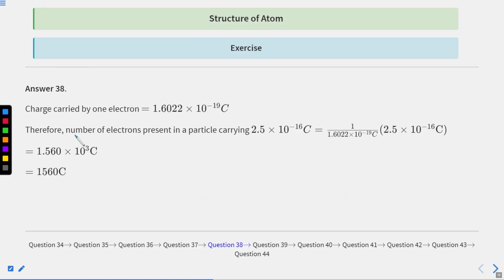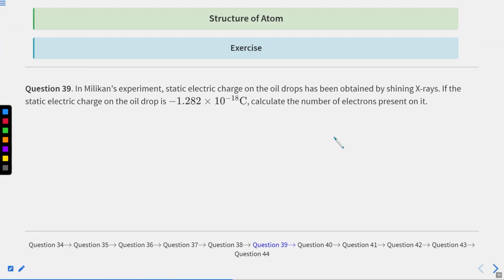Okay, same thing is written here, 1.56 into 10 to the power 3. Okay, clear? So they have divided this charge by the charge on one electron. That would give us the number of electrons.